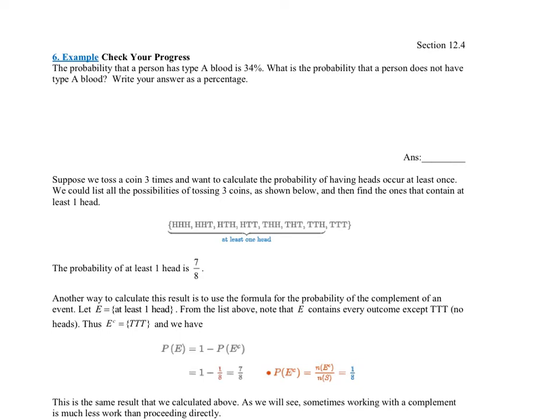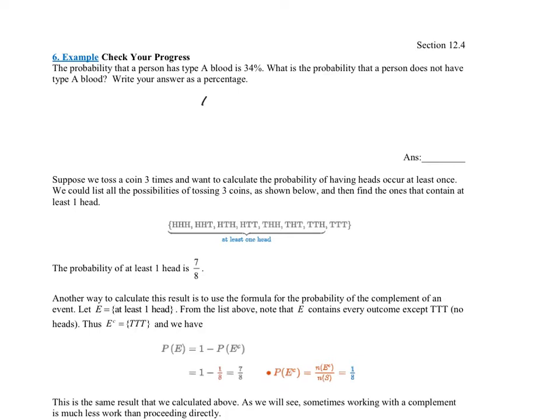Let's try another "not" probability, the probability of an event not occurring. It says the probability that a person has type A blood is 34%. What is the probability that the person does not have type A blood? So if 34% have type A blood, the ones that do not would be all the rest. So how would you do it?